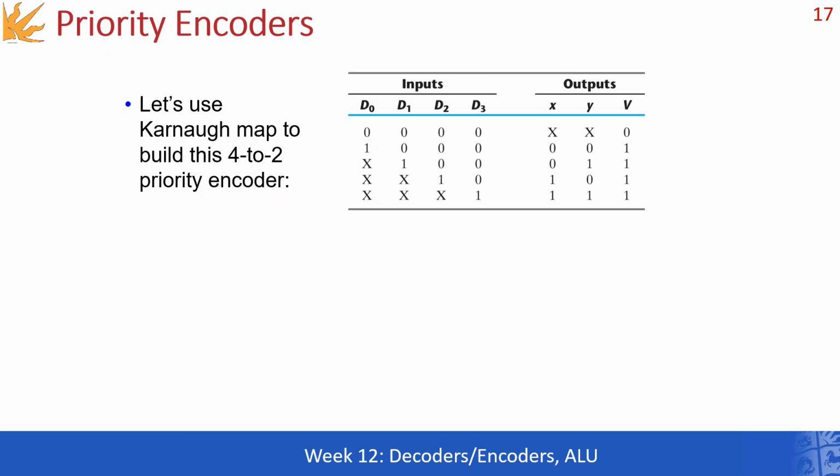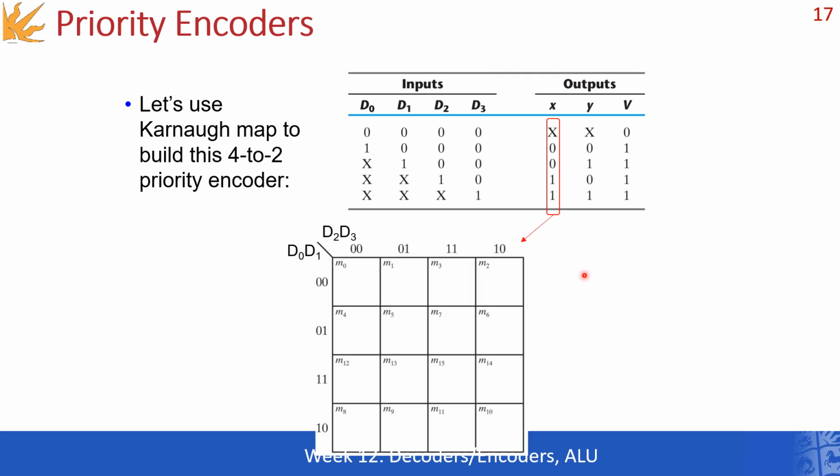Having all that said, now we can easily use these truth tables over here, alongside a Karnaugh map, and build a 4-to-2 priority encoder. The way to do that is by starting with x over here and treating it as a function. This would be the Karnaugh map with all of its min terms here. Now we care about these min terms.